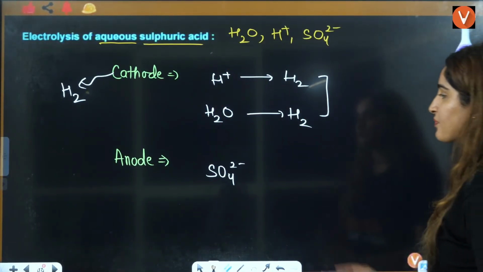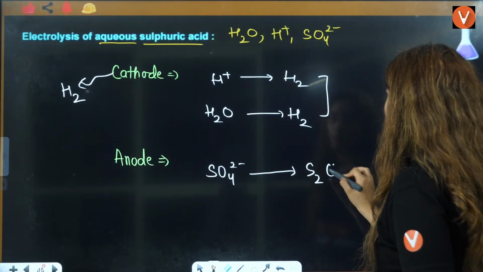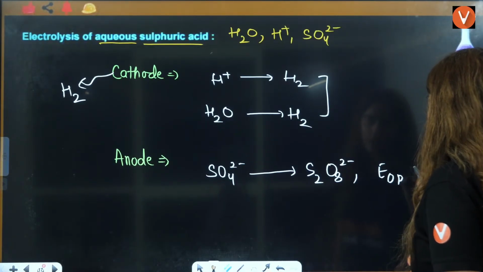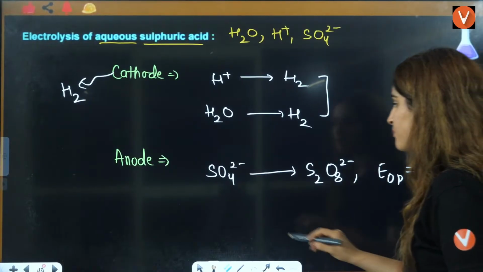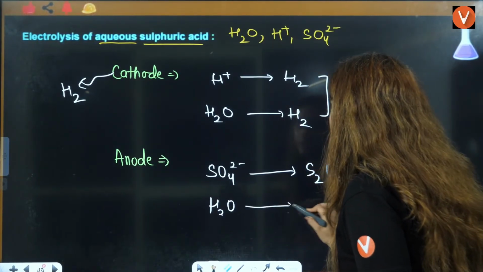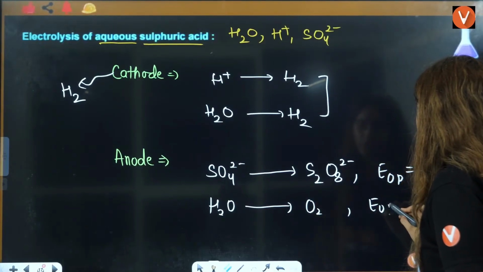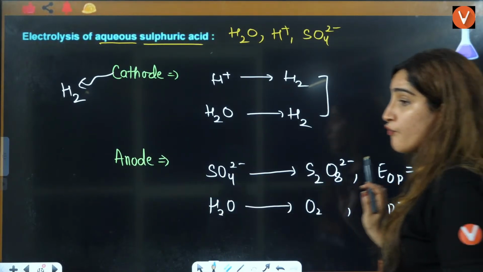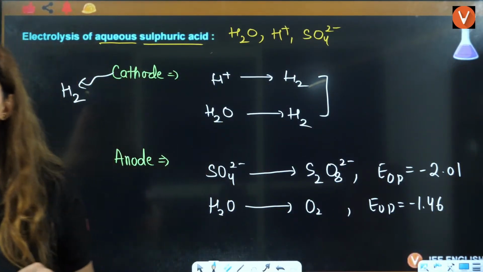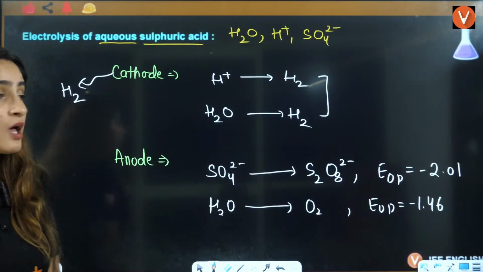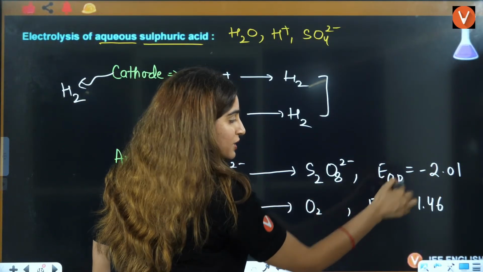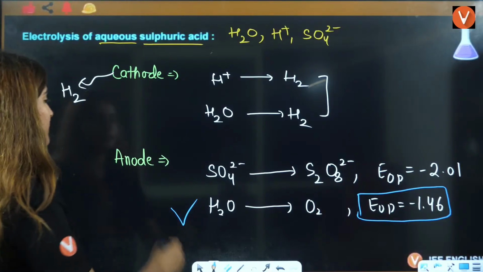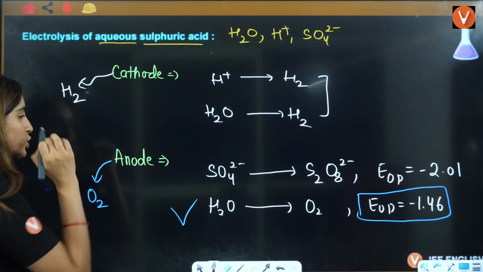What about anode? Here you have S2O8 2 negative. Its oxidation potential is minus 2.01. And here you have water which is giving you O2. Its oxidation potential is minus 1.46. Now, which is having higher oxidation potential? Compare these two. You have this value which is higher than, see, this one is higher, right? So this one is going to be your anode, right? So at anode you will have O2.